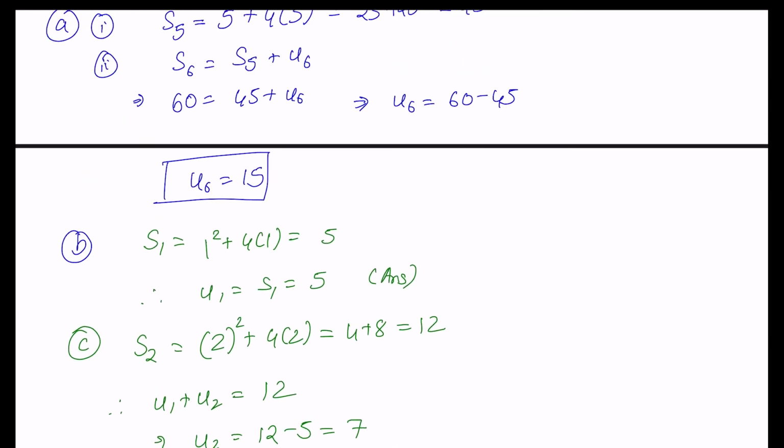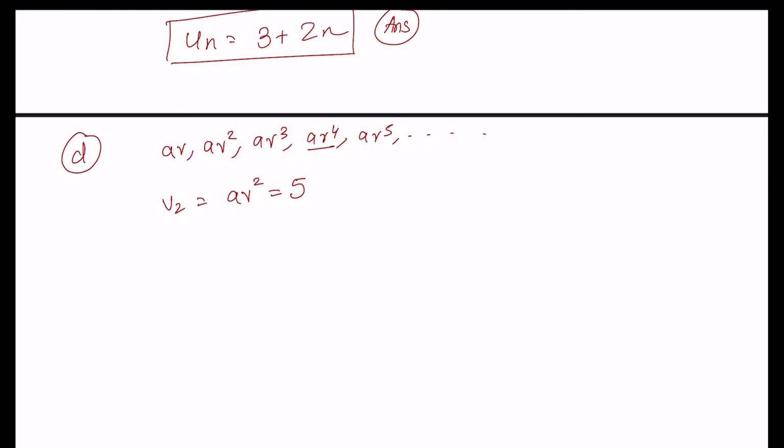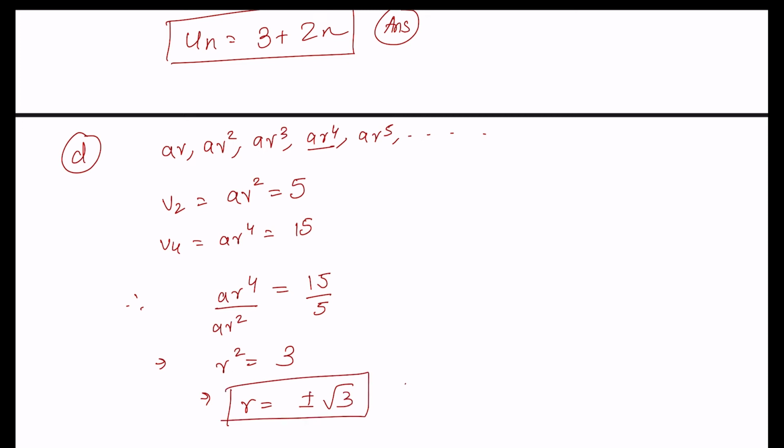Now, it also says that V4 is u6. u6 is 15, right? And V4 is ar to the power of 4, which is equal to 15. If I divide these two, ar to the power of 4 by ar squared will be equal to 15 over 5. If I simplify, r squared is becoming 3. So r would be equal to plus or minus root 3. These are the possible values of r.